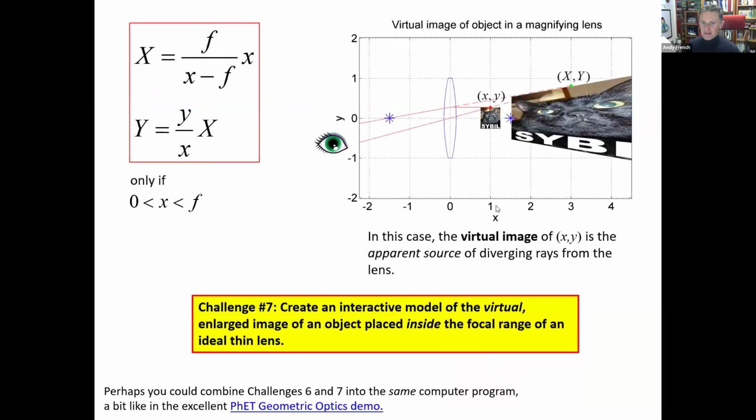You can do something similar when you're having a virtual image. So that's where my source is, my object is between my focus and my lens. So there we go. I get an enormous version of Sybil the cat as a virtual image. And it's a very similar transformation, of course. So maybe you could combine the two. Indeed, that's what the PhET simulation does.